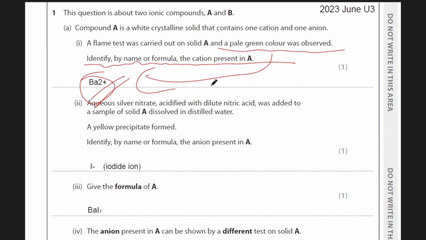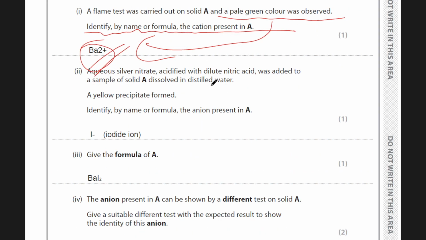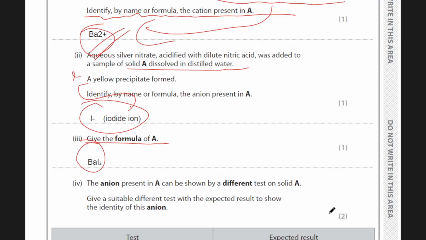Aqueous silver nitrate acidified with dilute nitric acid was added to a sample of solid A dissolved in distilled water. A yellow precipitate was produced. Now, obviously, a yellow precipitate indicates the presence of iodide ions, and if you just add them up, the formula is going to be barium iodide.